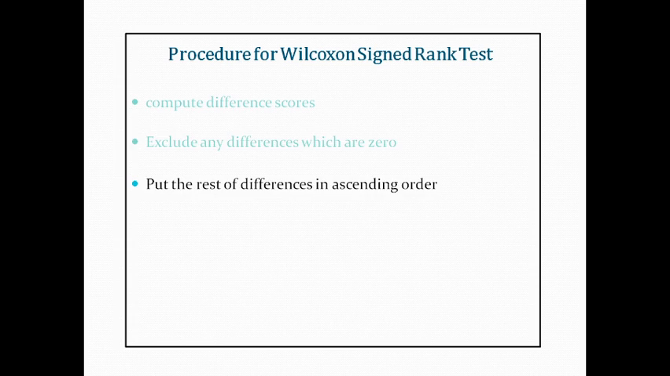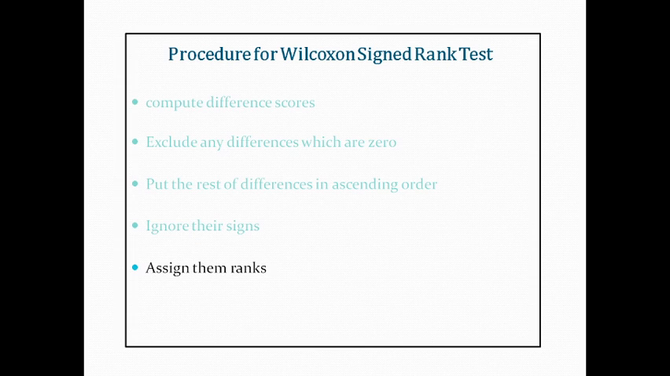Then put the rest of the differences in ascending order. The remaining differences, excluding 0, are arranged in ascending order. Then ignore their sign. If you arrange these differences in ascending order, ignore their signs; just by their numbers you can write them in ascending order. Then assign them ranks.